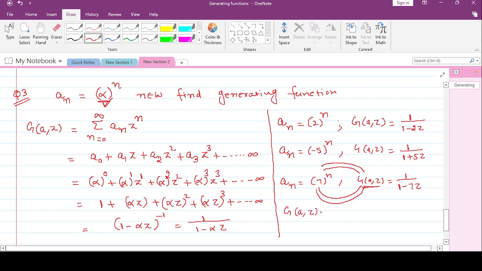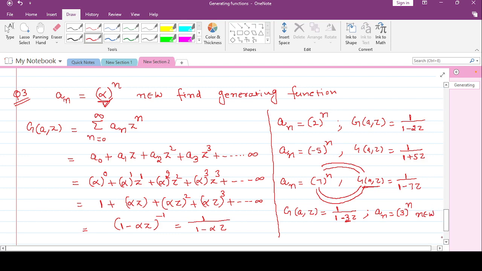Okay, so for example, G(z), suppose you have 1 by 1 minus 3z, and somebody asks you what is the corresponding sequence for this. So the sequence is 3 raised to the power n, where n belongs to W. So this is the answer of the problem.